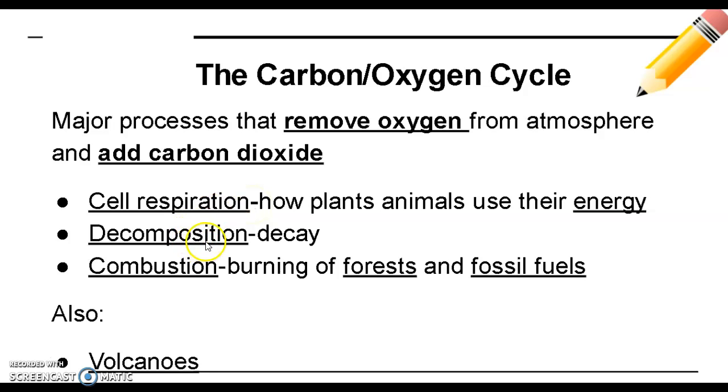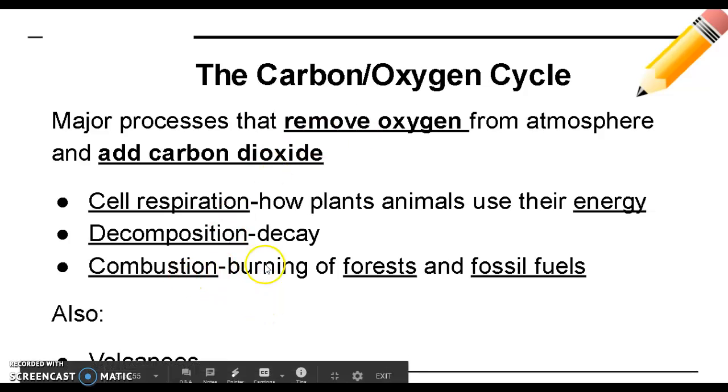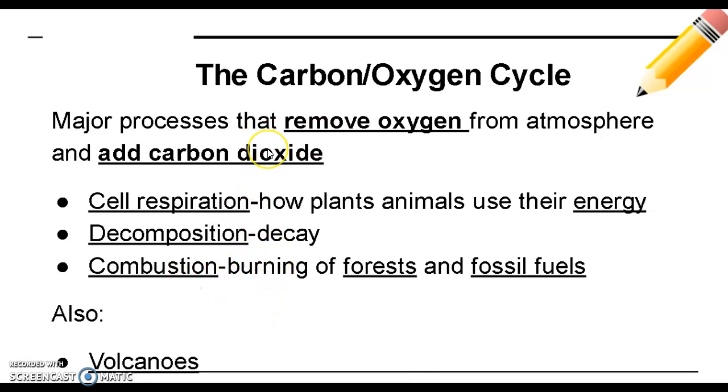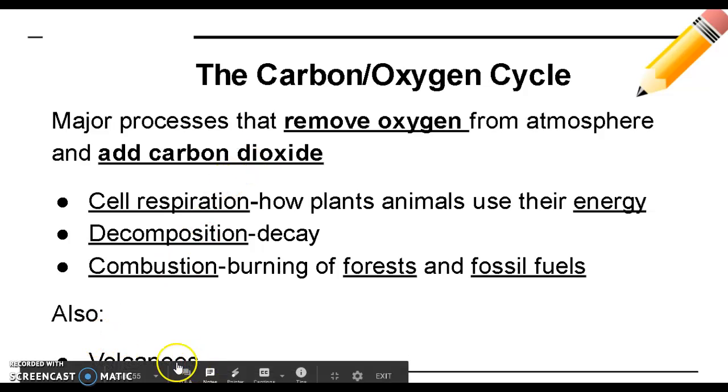Another way is through decomposition or decay. That will also use up oxygen and add carbon dioxide to the atmosphere. And then finally, we have combustion. This is another word for burning. Combustion reactions require oxygen to happen, so they take oxygen away from the atmosphere. And as things burn, they release carbon dioxide into the atmosphere. And then also volcanoes. Volcanic activity can release carbon dioxide into the atmosphere.